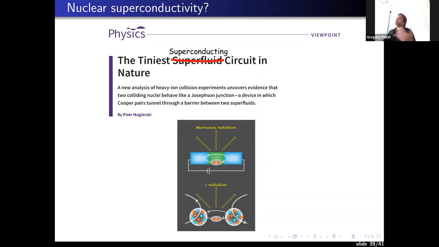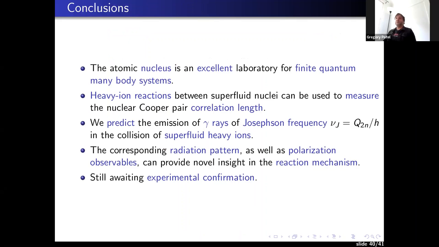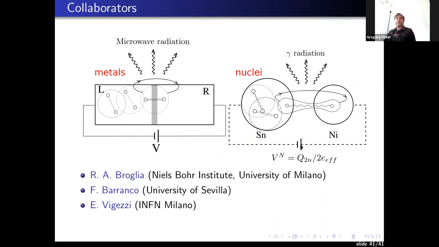We should be able to see the effect of a supercurrent flowing through a Josephson junction. Next slide. These are my conclusions, and I'm not going to go through them. The most important thing is the prediction of the Josephson radiation emission, the possibility of measuring it, and a suggestion of a way of measuring the correlation with the Cooper pair. But most importantly, the last bullet point: all those predictions are still awaiting experimental confirmation. With the next slide, I'm going to thank you all, flash my collaborators, and leave you with a little cartoon that summarizes what I just said.